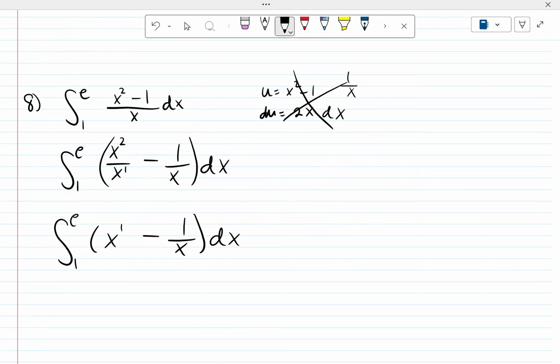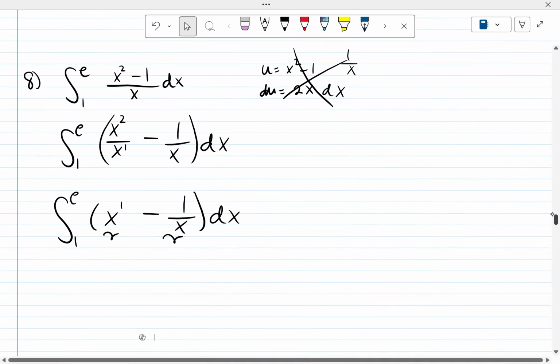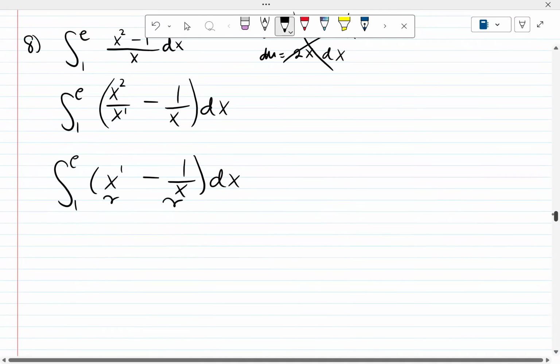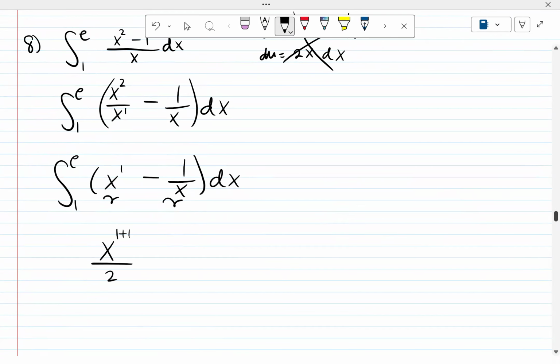Okay, so now we can just take the integral of each term. What's the integral of x? What's the integral of negative 1 over x? That's easy, right? So the integral of x, just use your integration rule: add 1 to the power, so 1 plus 1, 2. Minus, what's the integral of 1 over x? That's a special one, and no, you don't have to use U substitution. It's going to be ln of x. Okay, so this is going to be x squared over 2 minus ln x.